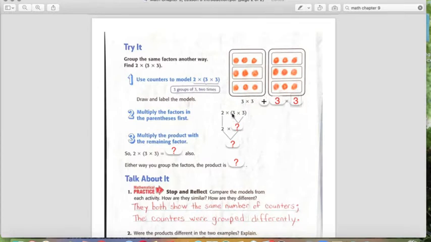Look at that. And if we do it the way that I showed you on the board, you draw the arrow for the 3 times 3. That equals 9. You drop the 2 and the multiplication sign straight down, and then you multiply across. 2 times 9 equals 18. So 3 times 3, 2 times equals 18. 2 times 9 is 18. Either way you group the factors, the product is 18.